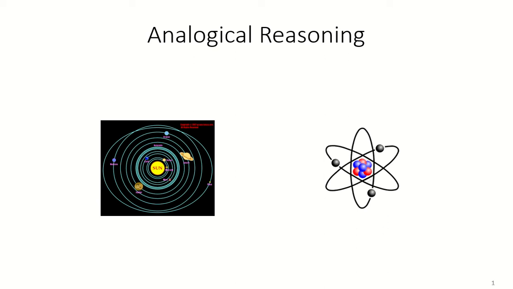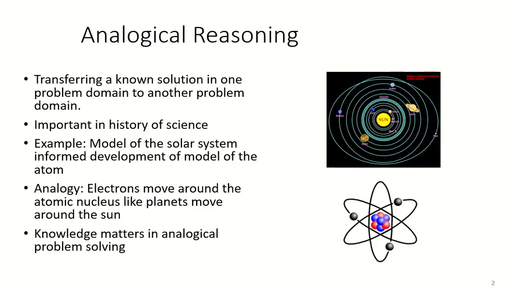So that is one example of analogical reasoning, where of course that couldn't have been resolved if Rutherford hadn't had knowledge of the solar system. So analogical reasoning is, if you want to think of it structurally, a situation where you transfer a known solution to one problem and then transfer it to a new problem domain and see if it then applies and actually helps you to solve the problem. So it's been very important in the history of science. As I said, a model of the solar system actually helped the development of a model of the atom.